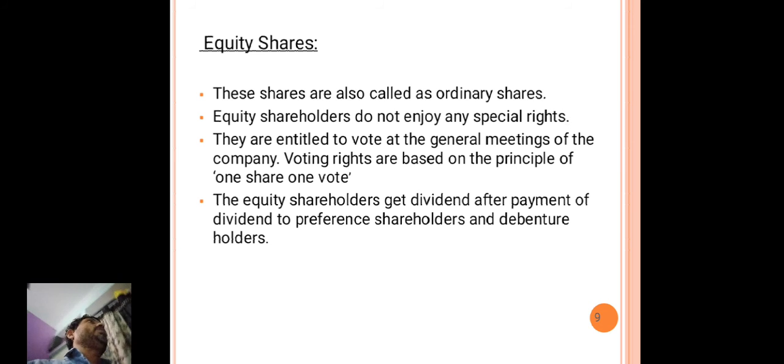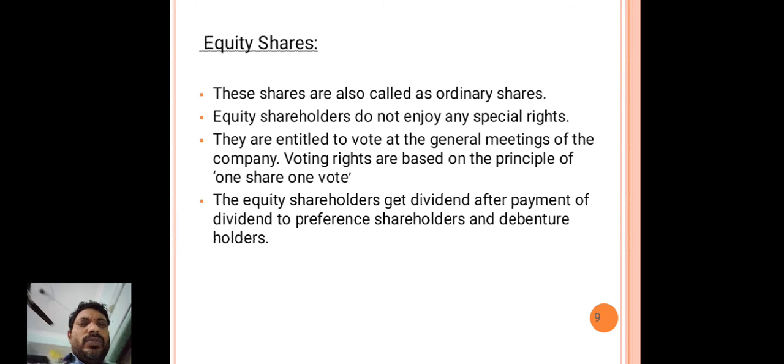So the first one, deferred shares, we got an idea about, right? The second one is equity shares. Everyone knows that companies issue shares to the general public, and the people who are interested to invest their money in the company can purchase the shares. This type of shares are called equity shares. These shares are also called ordinary shares.